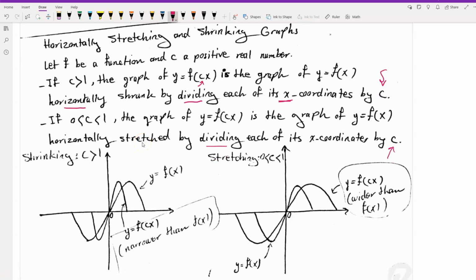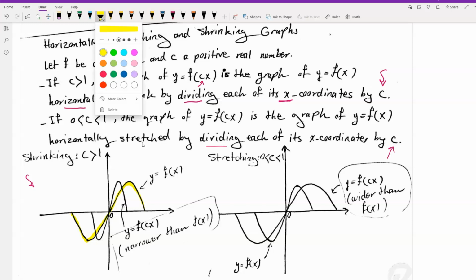So what we have here is when c is greater than 1. Here we have y equal to f of x. Because c is greater than 1, using the graph of y equal to f of x, we have to shrink f of x horizontally by dividing each of its x coordinate by c. So after dividing, we're going to have y equal to f of cx. This one in green.